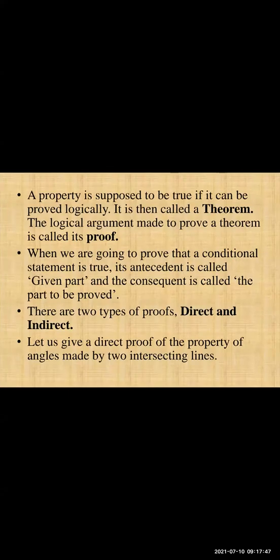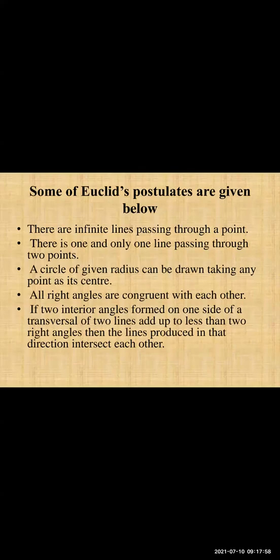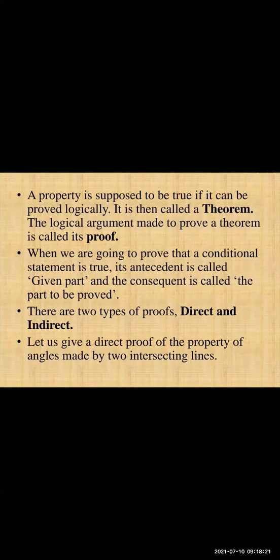A property is supposed to be true if it can be proved logically. Whatever properties are given here, Euclid showed this many properties. These are some properties, not all. If we prove them logically, meaning we show the interior angles are less than 180, then do their addition and extend the lines, they intersect each other, that becomes true. And if we prove all these things logically, then it is called a theorem.